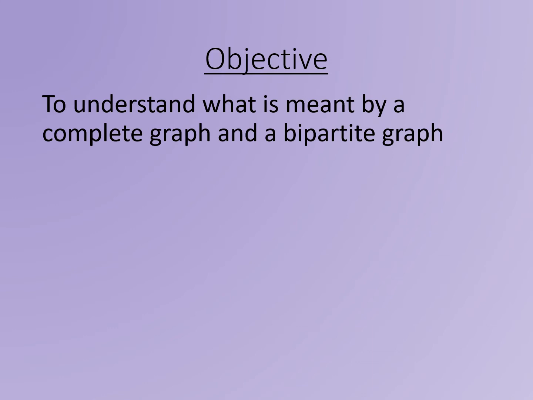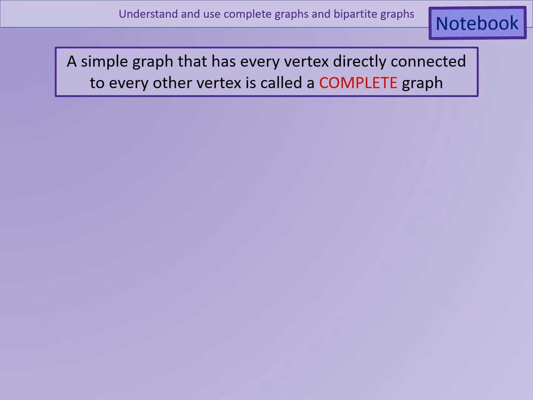We're now going to cover some more definitions relating to graph theory, including complete graph and bipartite graph. If a graph is simple, meaning that it contains no multiple edges and no loops, and every vertex is directly connected to every other vertex by an edge, this is called a complete graph. So complete graphs contain every possible edge.